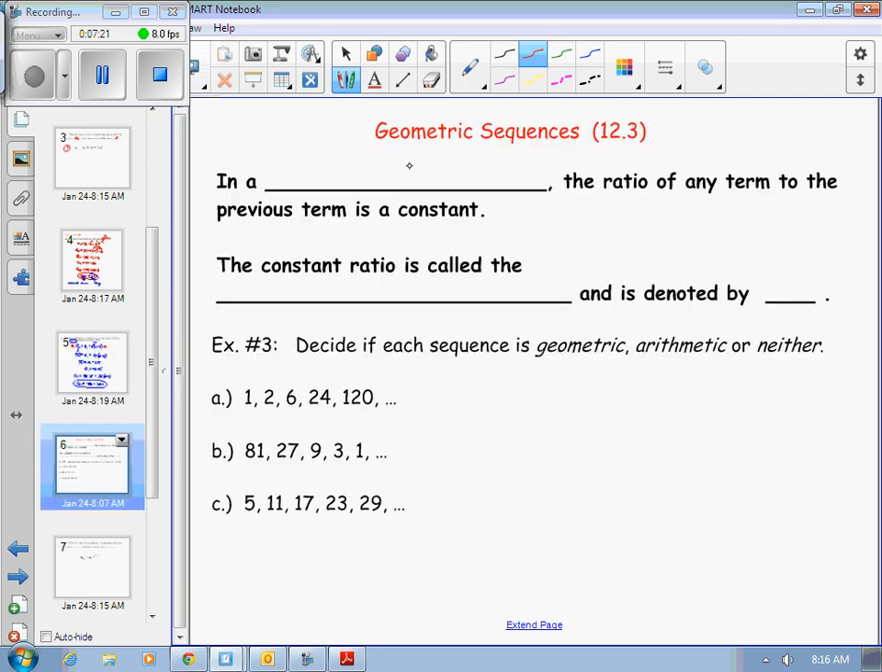The other kind of sequence we'll be dealing with is called a geometric sequence, a little bit different than arithmetic, but the ideas are somewhat similar. The ratio of any term to the previous term is a constant. The constant ratio is called the common ratio. And this time, instead of a D for that, we're going to use the letter R. So what you're looking at is multiplying or dividing by the same number each time.